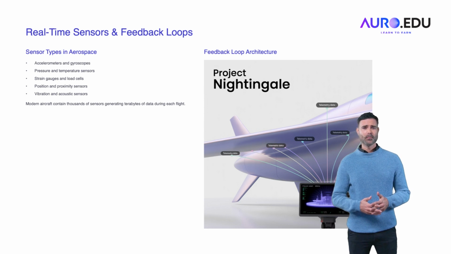Real-time sensors and feedback loops. The backbone of a digital twin's functionality is its ability to receive real-time data through a variety of sensors and feedback mechanisms. Sensor types used in aerospace include accelerometers, gyroscopes, strain gauges, and temperature-pressure sensors. These sensors collect data during flight, such as vibrations and fuel consumption. Feedback loops allow data to flow bidirectionally between the physical aircraft and its digital counterpart. The data updates the virtual model, enabling real-time simulations and performance predictions.